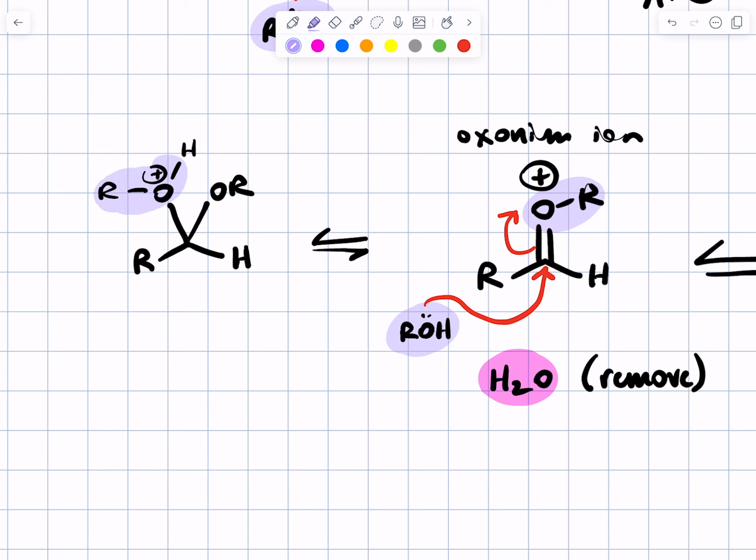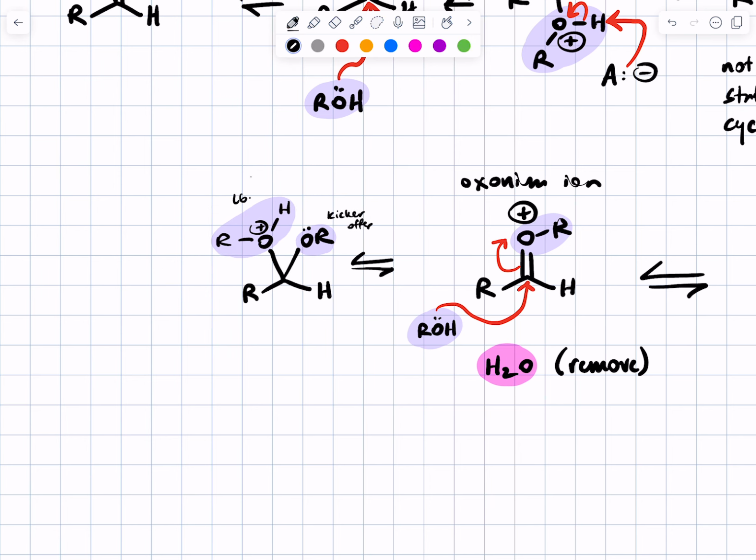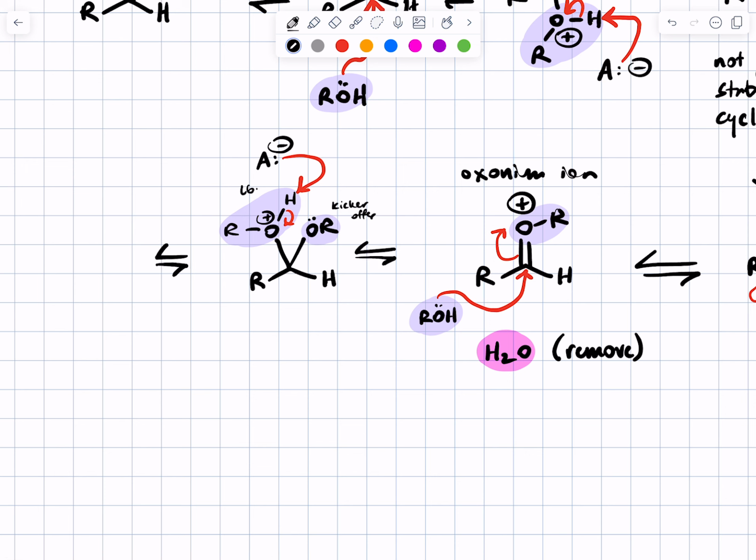So here is the group that just attacked. Here is what was originally on the oxonium ion. At this stage, it would be totally reasonable for electrons on this oxygen to act as a kicker offer to kick off this as a leaving group. That would simply take us back to the previous step. But we can use the conjugate base of our acid to regenerate our acid catalyst by removing a proton from the positively charged group, and that's going to get us to this final product, which is our final product here.